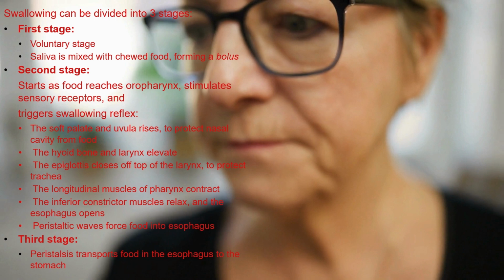The hyoid bone and larynx elevate. The epiglottis then closes off the larynx to protect the trachea and the airway. The longitudinal muscles contract and inferior muscles relax while the esophagus opens. Peristalsis then occurs, forcing the food bolus into the esophagus. Then more peristalsis will occur as the food bolus makes its way into the stomach.